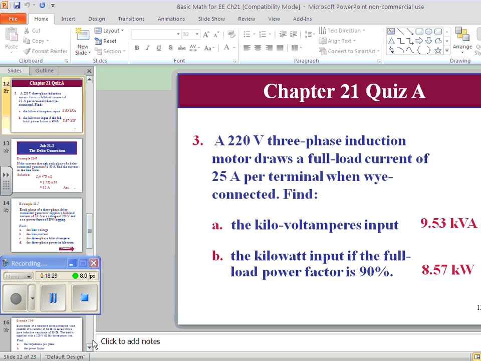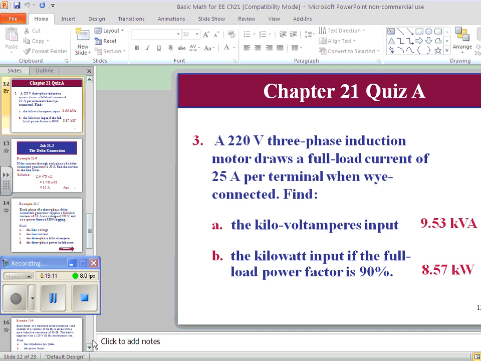Okay. A 220 volt three-phase induction motor draws a full load current of 25 amps per terminal when Y connected. So 25 amps is our phase current and our line current, right? A 220 volt three-phase induction motor means that that is the line voltage. Is that correct? So the kVA would be the square root of 3 times 220 times 25, which will give us about 9,530. Is that correct?